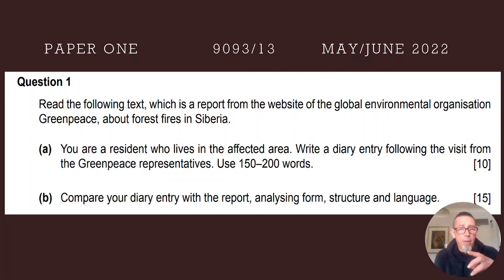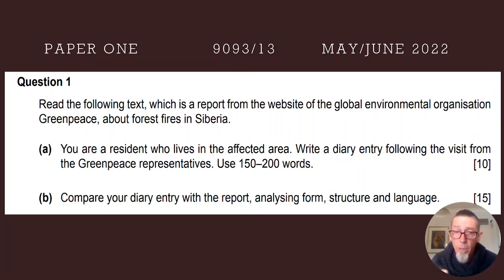So this is a different exam paper. This was the May-June 2022, so basically a year ago and 3 days from now. That's paper 1, paper 1-3. Again, remember what I said to you guys: read the question, make sure you understand what the question is asking. So, read the following text. It's a report, so that's our original text, from a website for Greenpeace about the forest fires in Siberia.